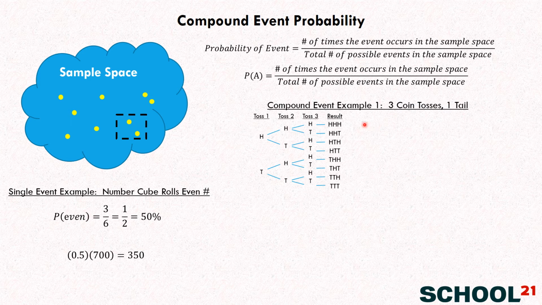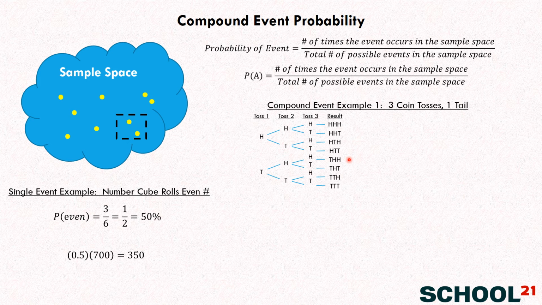So let's figure out how many of those there are. There's one right there, heads, heads, tails. And then there's one right there, heads, tails, heads. And there's one right there, tails, heads, heads. Are there any others where there's just one tail? No. Okay, so how many were there? 1, 2, 3. Yeah, 3.